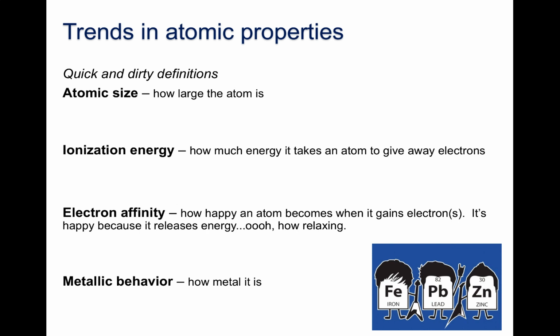For the remainder of Chapter 8, we're going to talk about trends in different atomic properties. We're going to talk about 4 properties in particular: atomic size, ionization energy, electron affinity, and metallic behavior. Some of the actual scientific definitions of these properties are really complex, so I've provided these quick and dirty definitions to make it a little bit easier for you to remember which term belongs with which.